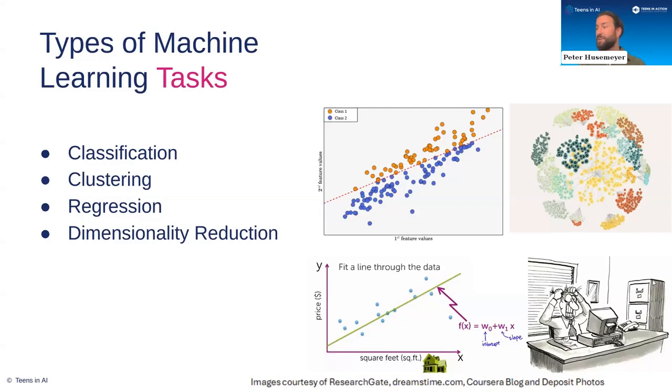Now, finally, I've illustrated with a picture of a man pulling his hair out here. We have dimensionality reduction. This sounds super complicated, but actually it is a method to make things simpler.